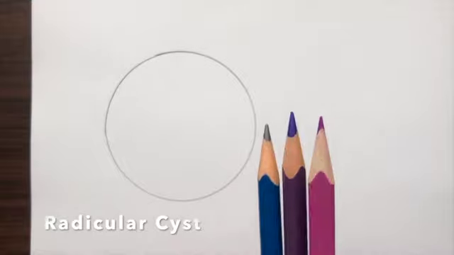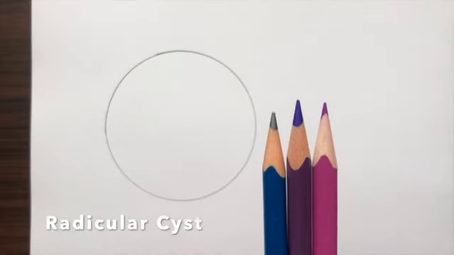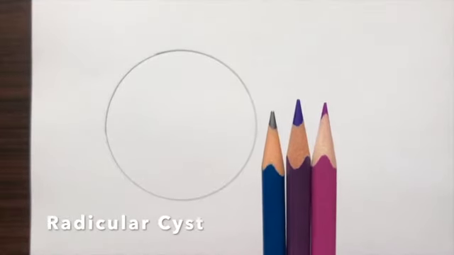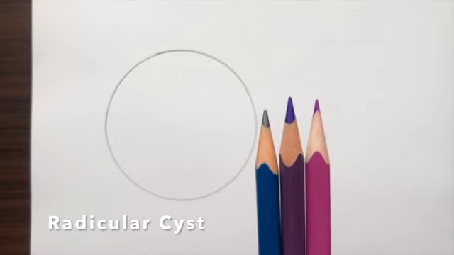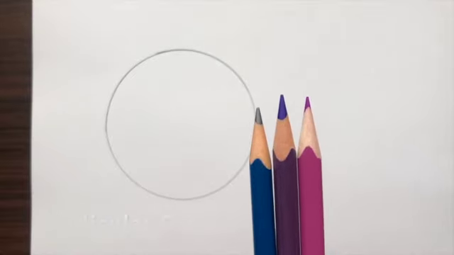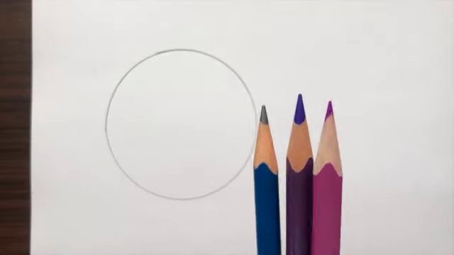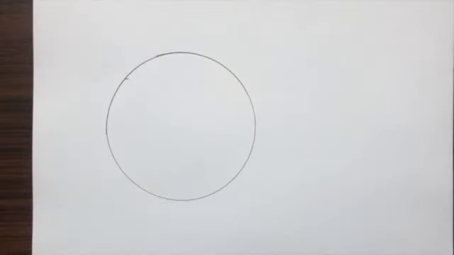Today we are learning to draw the histopathology diagram of radicular cyst. Theory part in detail we have learned in another video. Please visit that video first before coming here. Let's start drawing. We need hematoxylin, eosin and lead pencil.